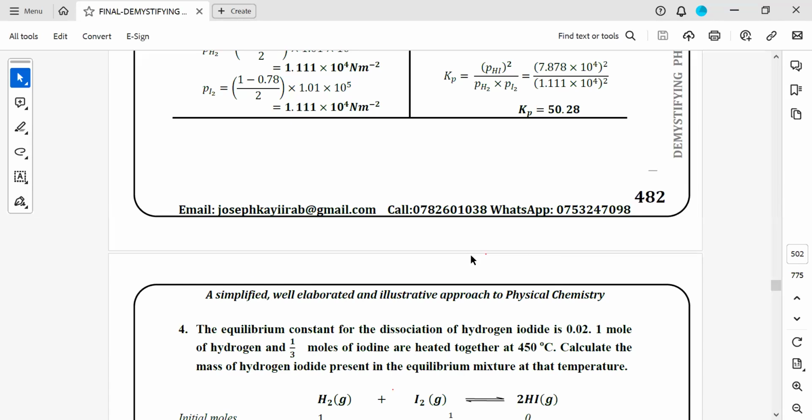We have the equilibrium constant for the dissociation of hydrogen iodide is 0.02. 1 mole of hydrogen and a third mole of iodine were heated together at 450 degrees Celsius. Calculate the mass of hydrogen iodide present in the equilibrium mixture. So here we are finding the mass of hydrogen iodide present in the equilibrium mixture.